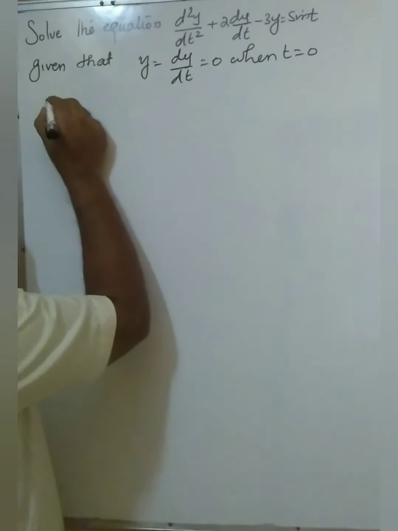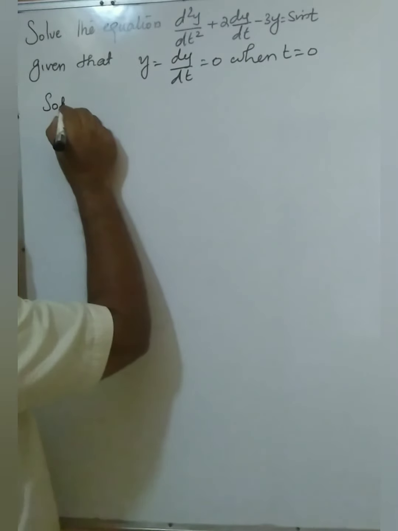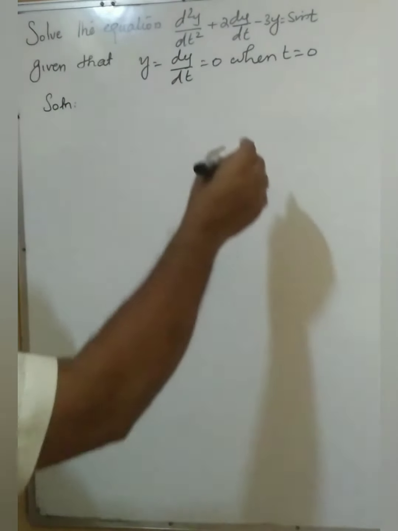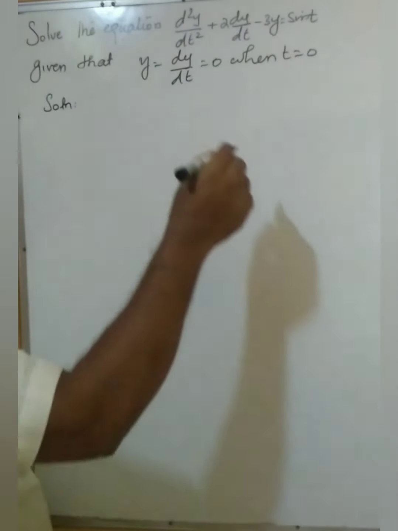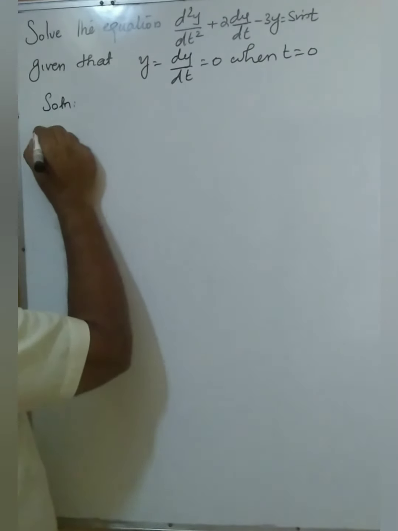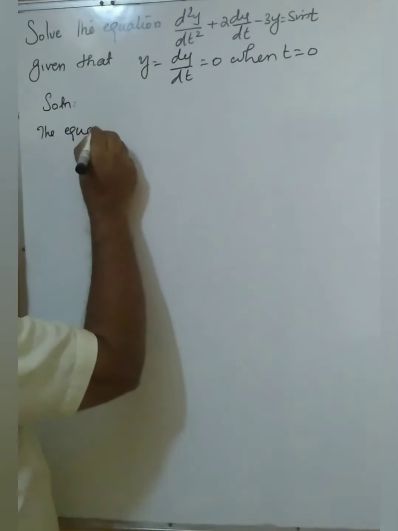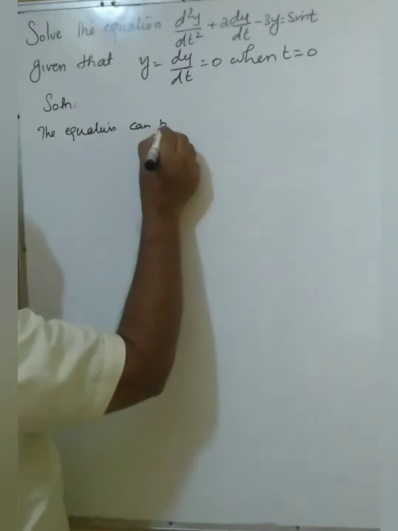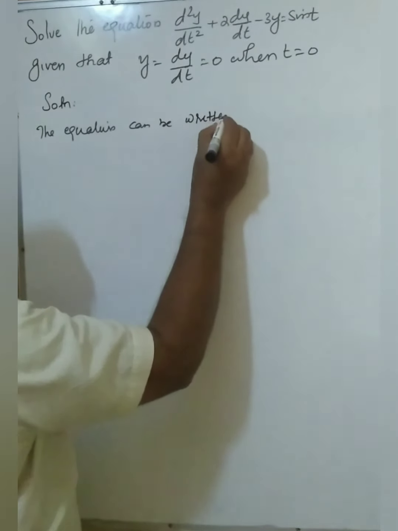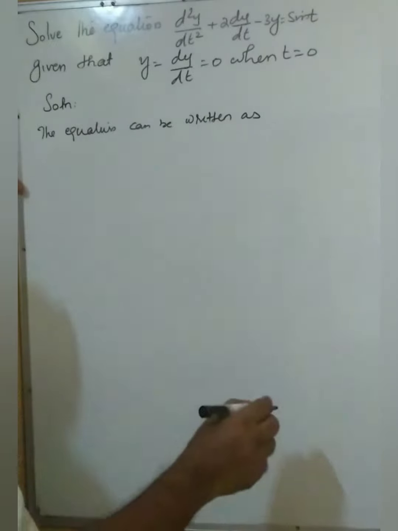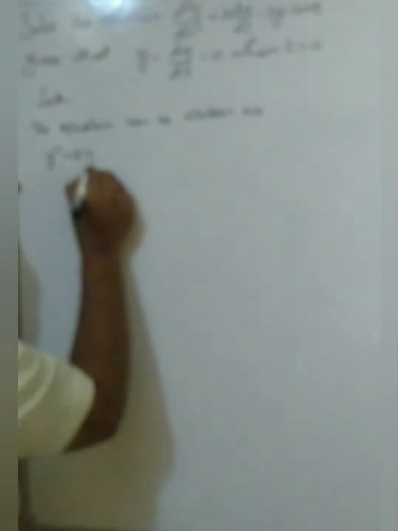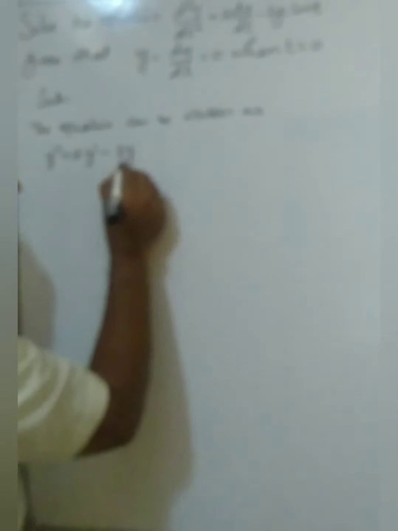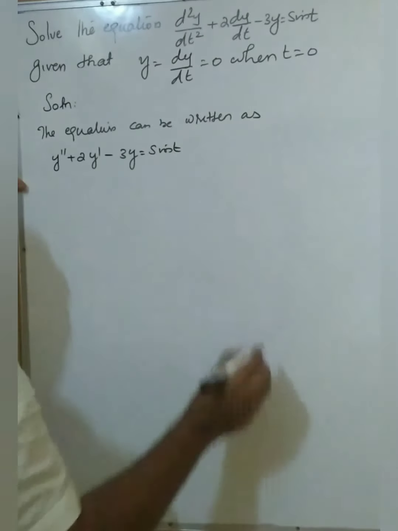Solution. This is a second order differential equation and two initial conditions are given. So this equation can be written as y double dash plus 2 into y dash minus 3y equal to sin t.